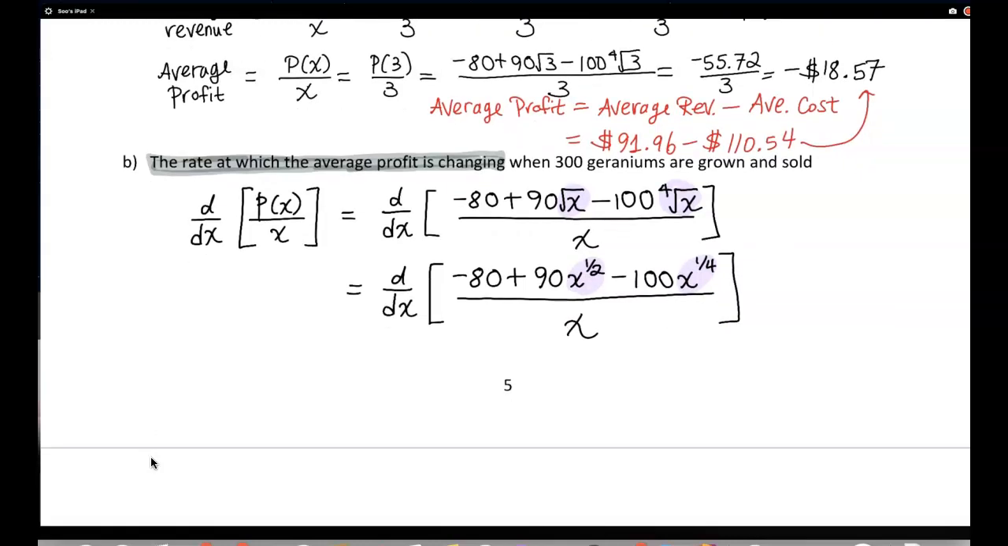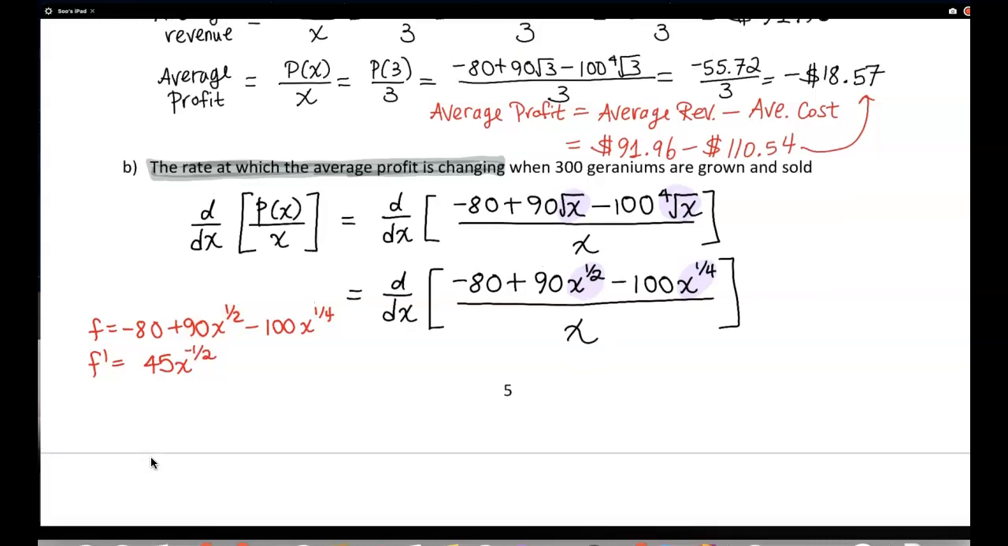So to do the quotient rule, I like to label my pieces. I call the first function on top of the fraction f. So f is negative 80 plus 90 times x to the 1/2 minus 100 times x to the 1/4. And I need to take the derivative of that. Derivative of negative 80 is 0. All right, let's do the derivative of the second term. I need to do 90 times half, which is going to be 45. And the new exponent will be 1 less than positive half, so that will be negative half.